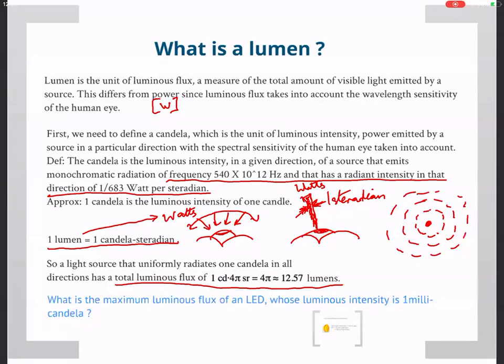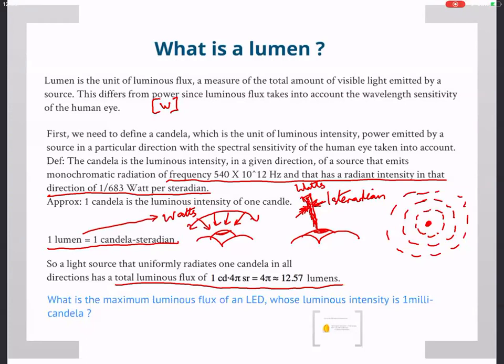We were just talking about how, because I guess we're assuming that the LED was also uniformly radiating. Yes, good question. We just assumed that, and if the intensity is 1 millicandela, then in that equation above, we just replace 1 CD with 1 over 1,000 CD, which would come out to 0.01257 lumens. Great. No, that's definitely a good way to think about it.